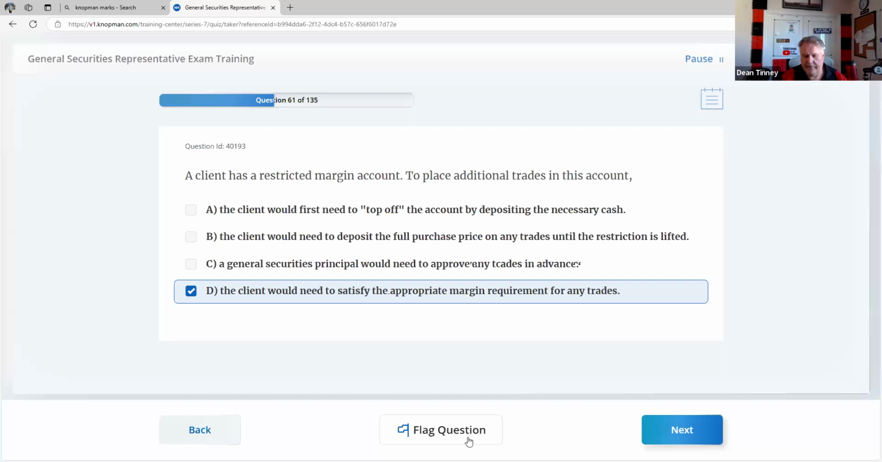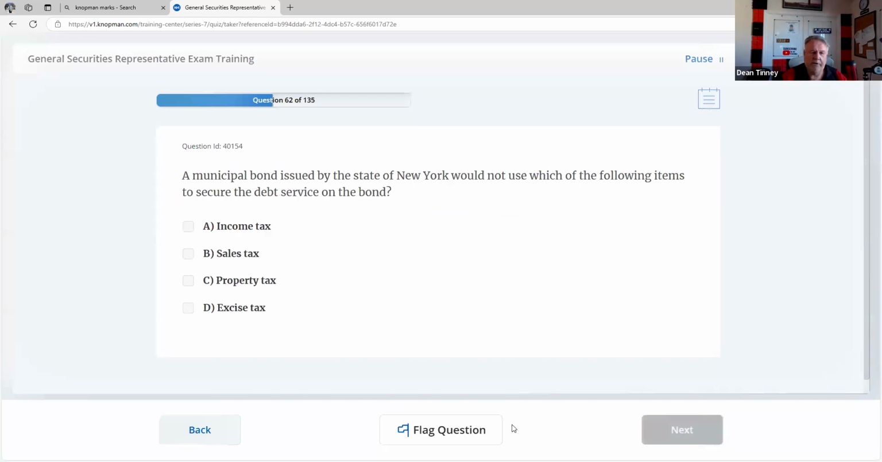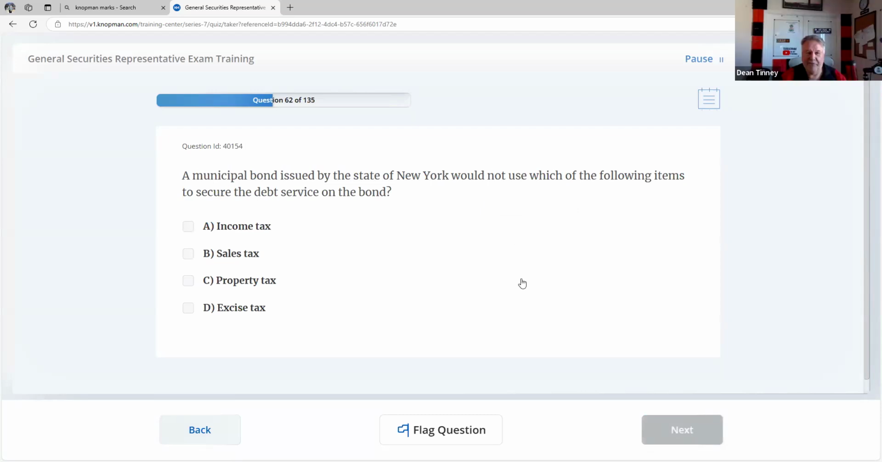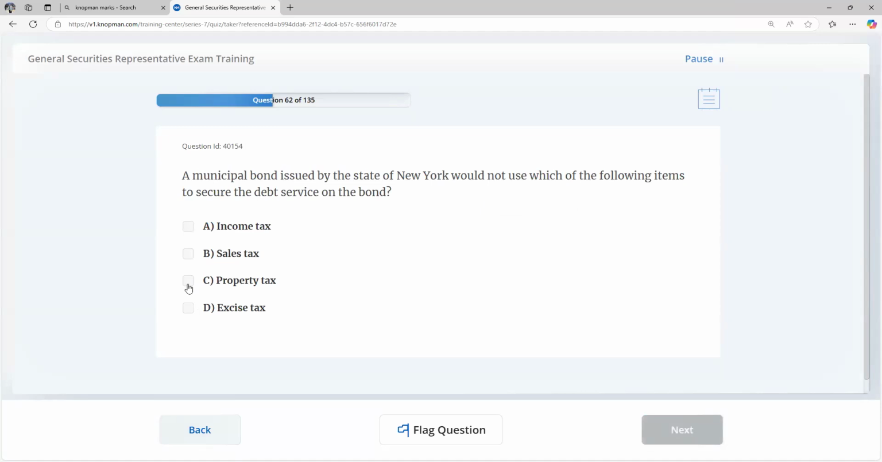We'll see. We'll flag that one. A municipal bond issued by the state of New York would not use which of the following items for debt service? Didn't we just talk about this? We certainly did, so it would be bad form to miss it. The property tax. You're right on.